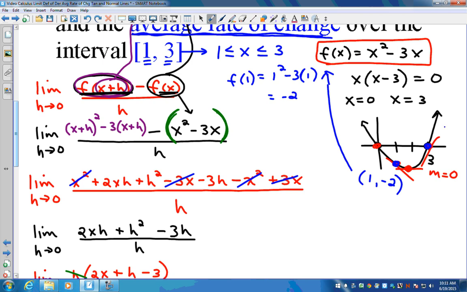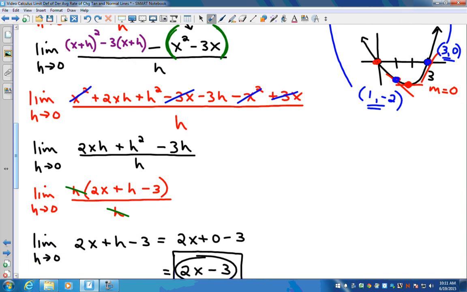And how about the other point? Well, looks like it's 3 comma 0, right? But just to be sure, plug 3 in. What's 3 squared? 9. What's 3 times 3? 9. What's 9 minus 9? 0. So we're just going to find the slope of these 2 points to give me the average rate of change.